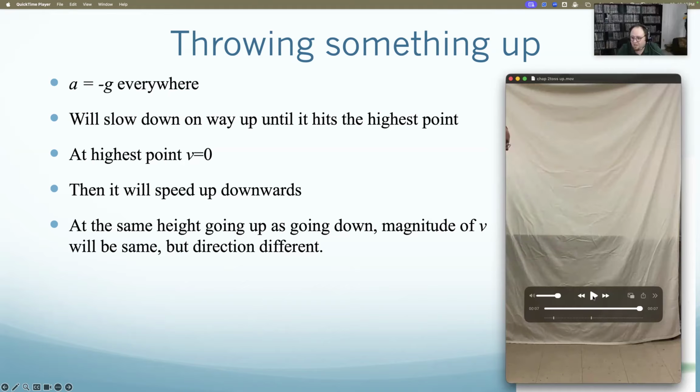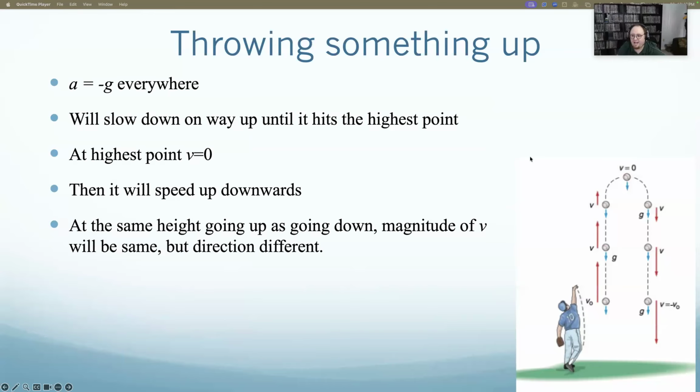But let's think about these velocities. On the way up, its velocity is positive because it's going up. On the way down, its velocity is negative because it's going down. Now, if your velocity is going to go from positive to negative, it has to pass 0. And when you look at this in slow-mo, at that highest point, there was a moment, a split second, where it is not moving. At the highest point, you have zero velocity.